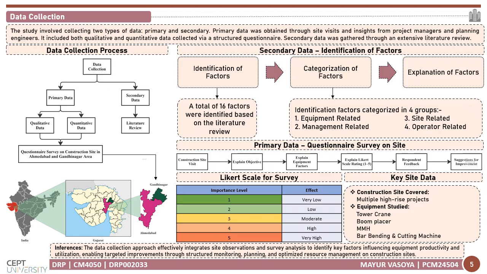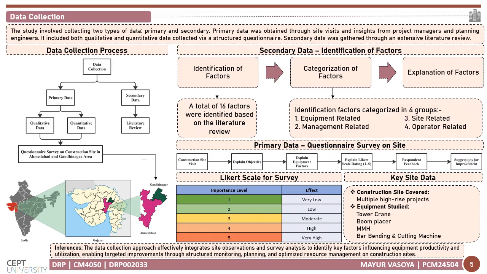site-based analysis. From the literature review, a total of 60 factors were identified. These factors were then categorized into four groups: equipment related, management related, site related, and operator related. So, equipment related factors included breakdowns, lack of preventive maintenance, electric cable fault, and equipment age. Management related factors included poor scheduling and weak supervision. Site related factors included material supply delay, work front not being ready, and site space constraint. And operator related factors included unskilled operators and lack of technical training.